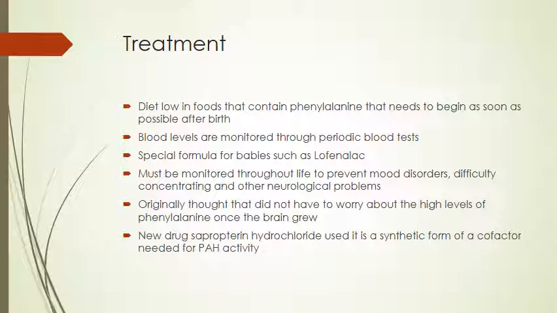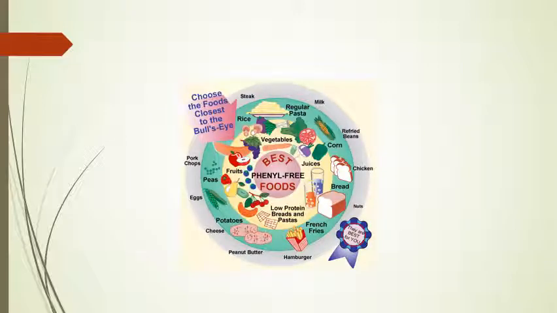There is a new drug which is called sapropterin hydrochloride, which is used, and it is a synthetic form of a cofactor, which is needed to make the PAH. This slide shows you the foods that are best for individuals who have PKU. So you can see that a lot of these foods aren't going to be the favorites of many children, and it is very difficult, especially when children get older, to keep them on a low phenylalanine diet.